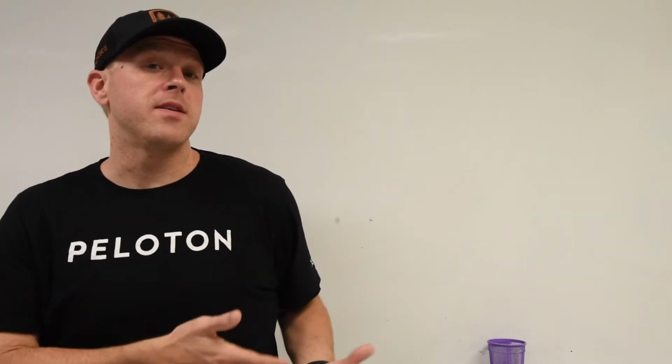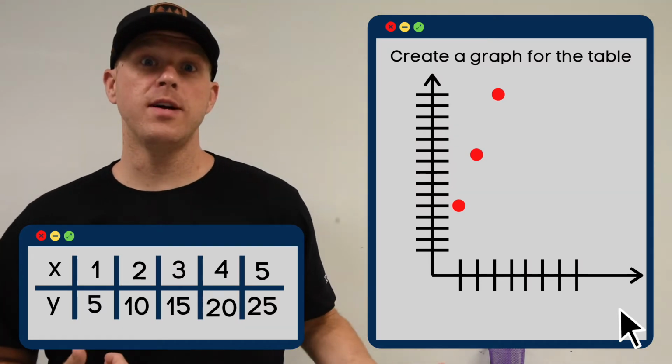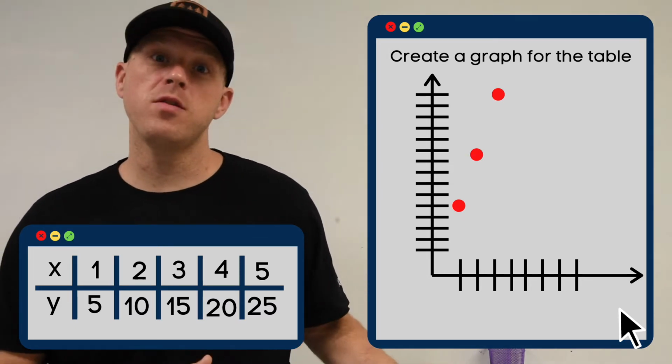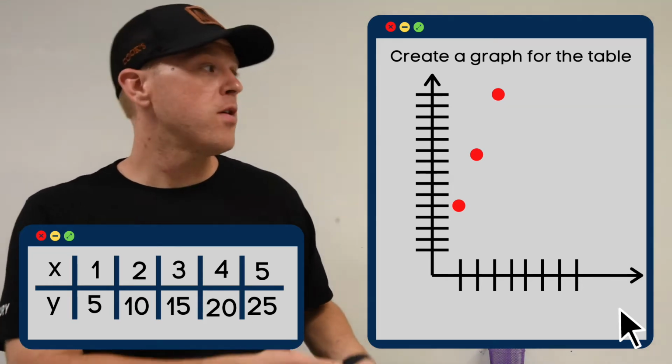All right, now let's graph this. We're going to plot a dot or point for each one of these. I'm going to go over 1 because my x is 1, and up 5. Then I'm going to go over 2, up 10. And we keep on doing this. Over 3, up 15. Over 4, up 20.